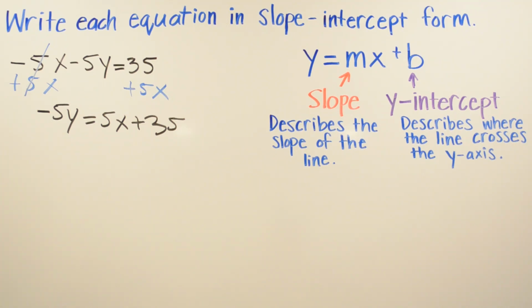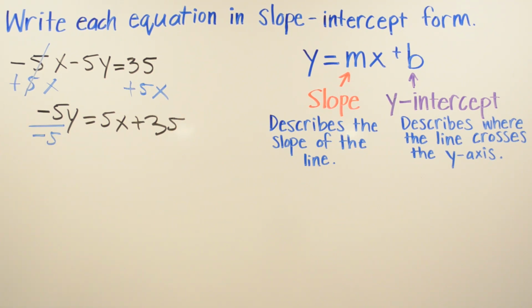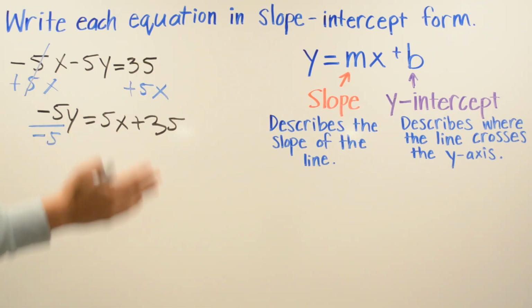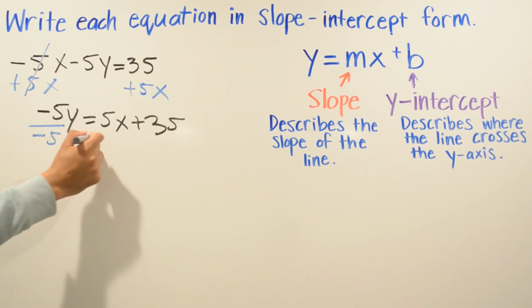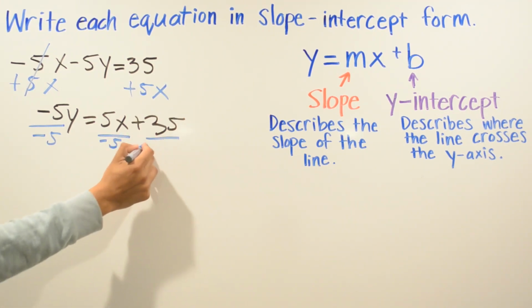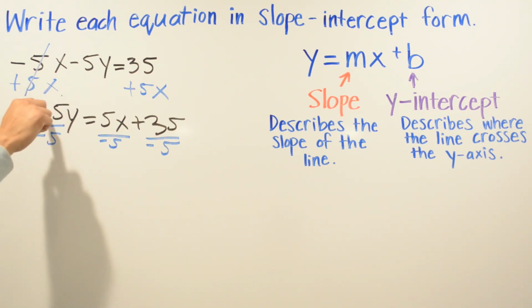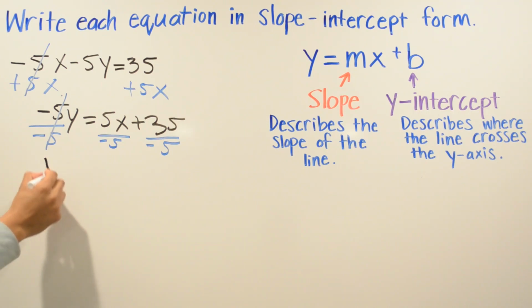So what we have to do is divide by negative 5, because a negative times a negative is going to be a positive. But remember, whatever we do on one side of the equal sign, we have to do on the other side so we can balance that out. So we divide this by negative 5, and we also divide this by negative 5. A negative times a negative is a positive. It's going to leave us with y by itself.